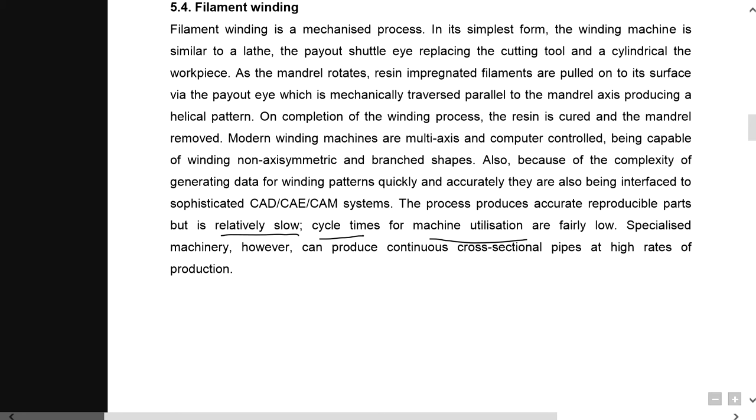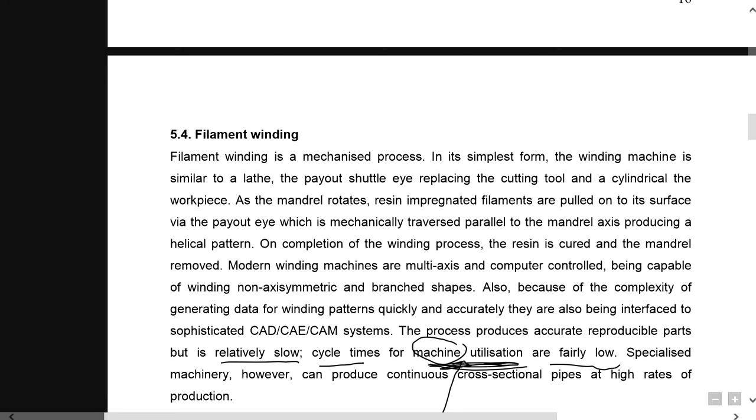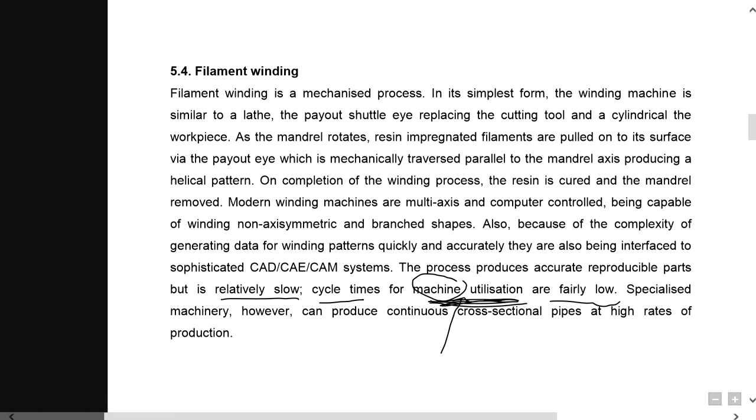Do you know why machine utilization is fairly low? Because you're constantly using the machine, so why is it fairly low? Or is it because you have more time for it to dry, things like that? I don't know, for you to think about it. But this is generally what's going on. You can read it out yourself, should be fine.